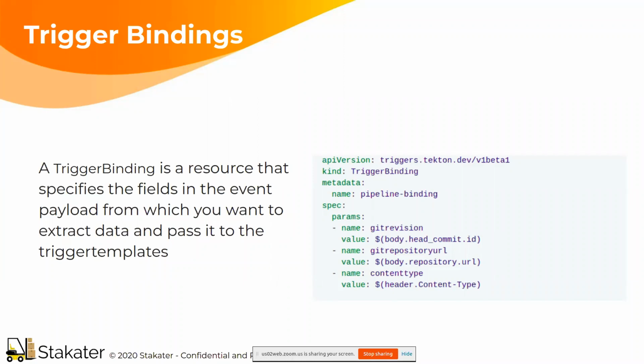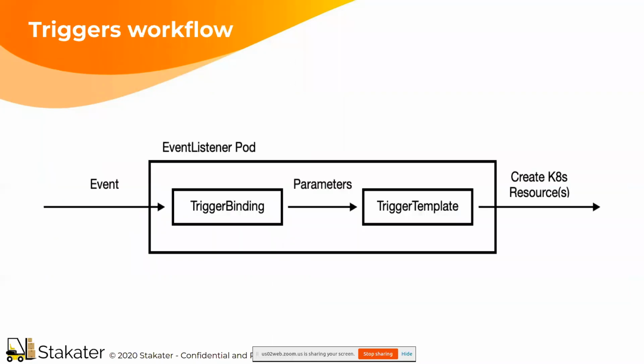So in order to take parameter values from the event payload, we just create a trigger binding, and we accept values from here. As you can see, we are taking values right now from body.headcommit.id, body.repository.url, or header.content type. These are different fields that are exposed by a payload. So we just get values from there.